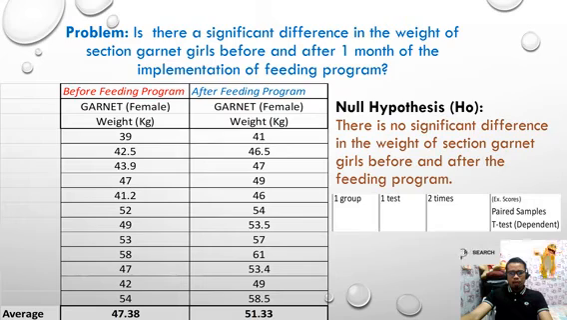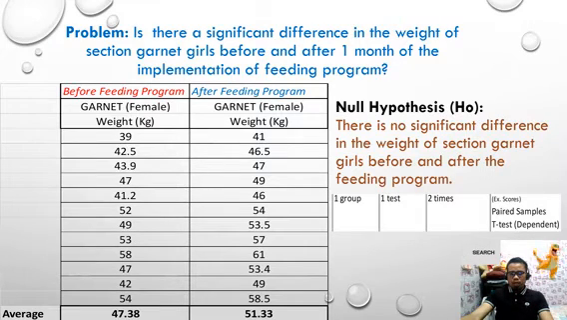So first, let us find out what kind of test we will be using. In this problem, we have one group, of course. There's only one group that we tested before and after the feeding program. How many kinds of tests? We have one kind of test. We only measure their weight. And the number of times that we conducted this test, we conducted this twice, that is before and after the feeding program.